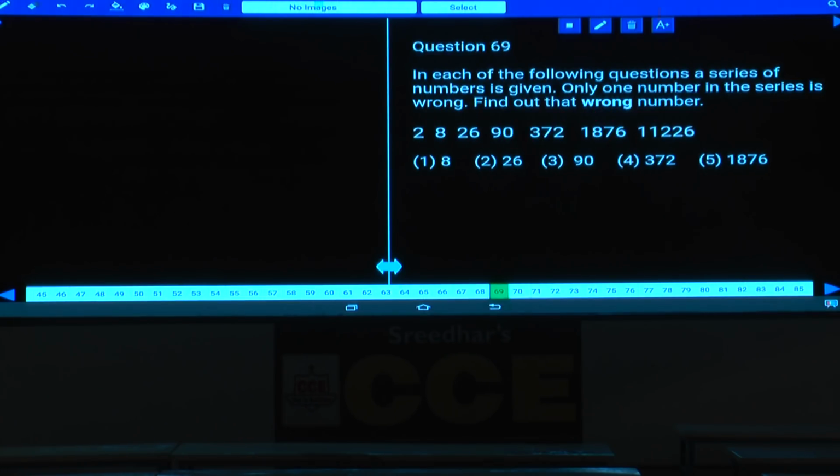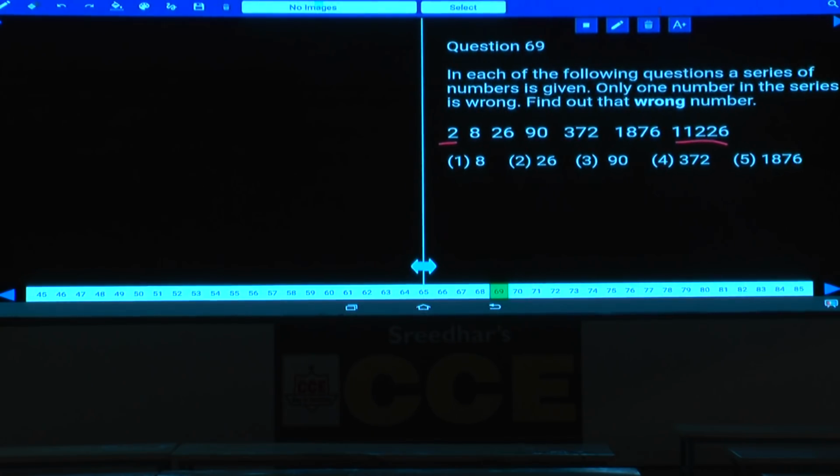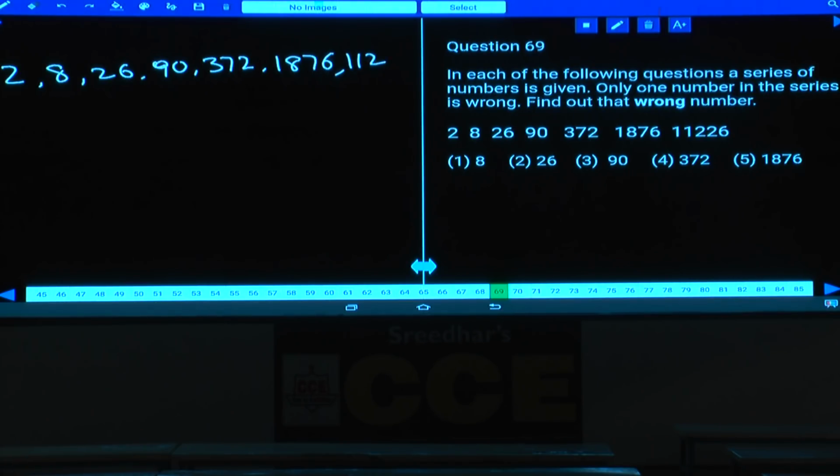Then question number 69. In this, if you observe, 2, 8, 26, started with 2 and ending with 11226. Hence it must be under either product or combination. 8 and 26 cannot be related by product, 26 and 90 cannot be related, hence it must be under combination. Now 2, 8, 26, and the next one is 90, then 372, then 1876, and the next one is 11226. These are the numbers.